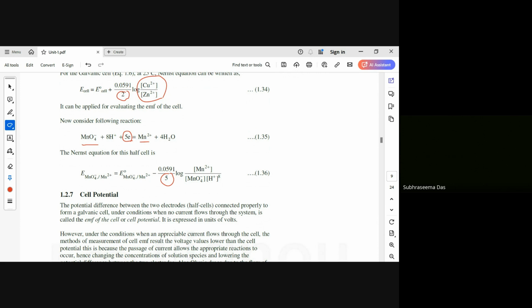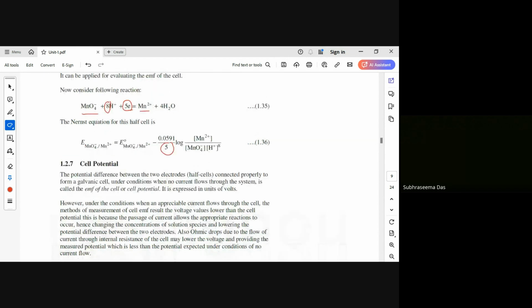Then followed by log of Mn2 plus. The log of water remains 0 since it's 1, because it is constant, followed by the log of MnO4 minus and then H plus raised to the power of its coefficient, so H plus to the power 8. So this is how we calculate the EMF of a cell using the Nernst equation, and it is highly applicable and calculates with precision.